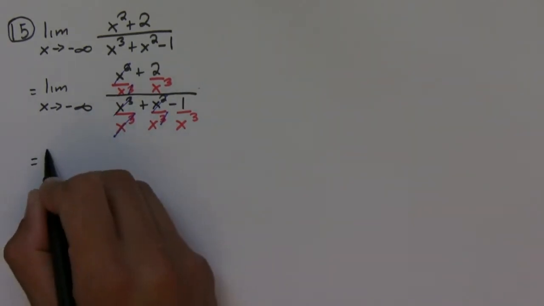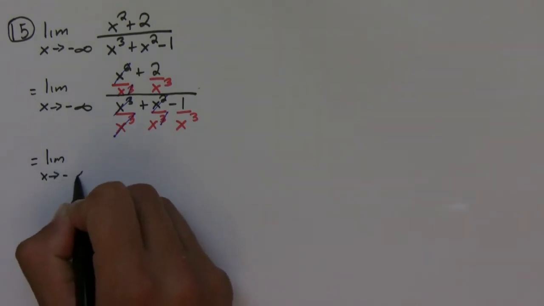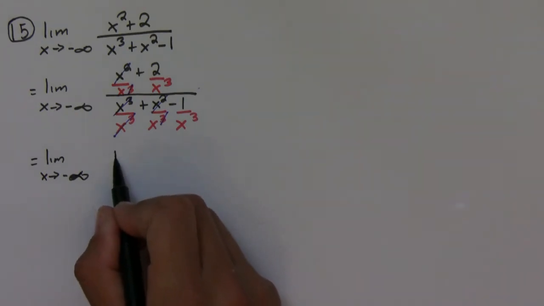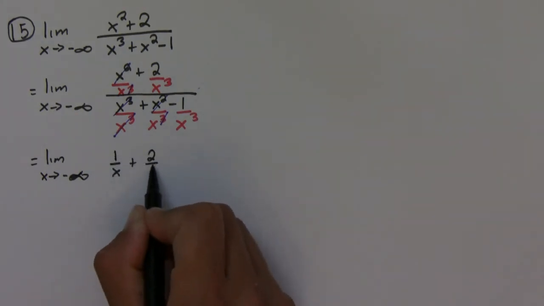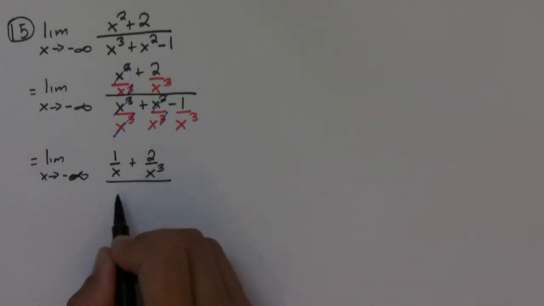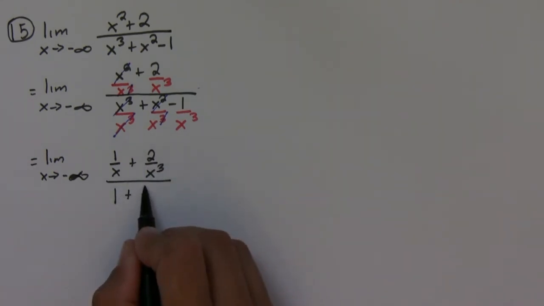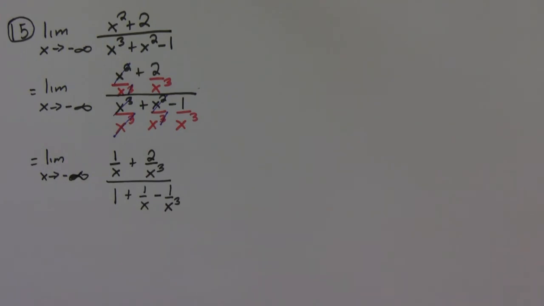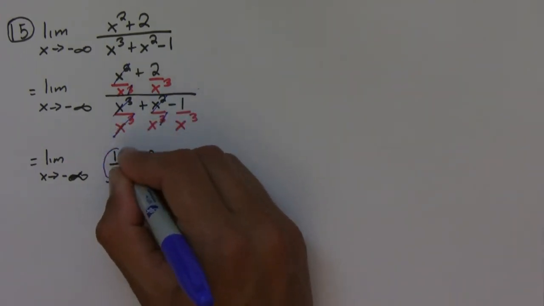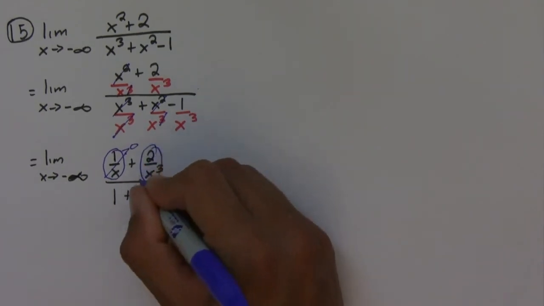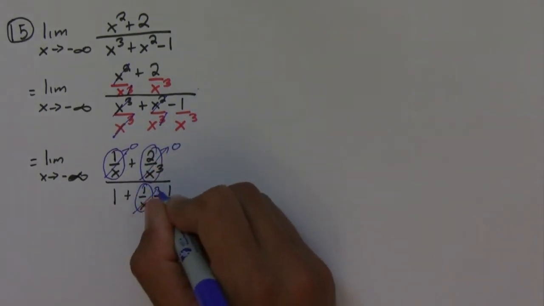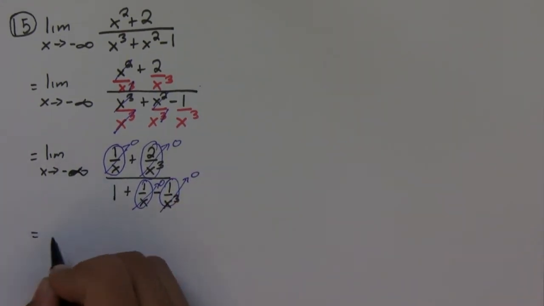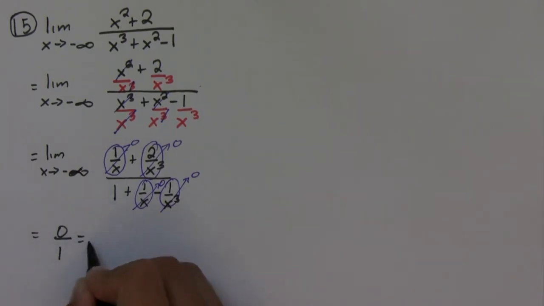Okay, so now if I rewrite it, I would have the limit as x goes to negative infinity of 1 over x plus 2 over x cubed over 1 plus 1 over x minus 1 over x cubed. And this time, there's lots of these guys that go to 0. This one goes to 0, this one goes to 0, 0, 0. So what I have is simply 0 over 1, which is just equal to 0.